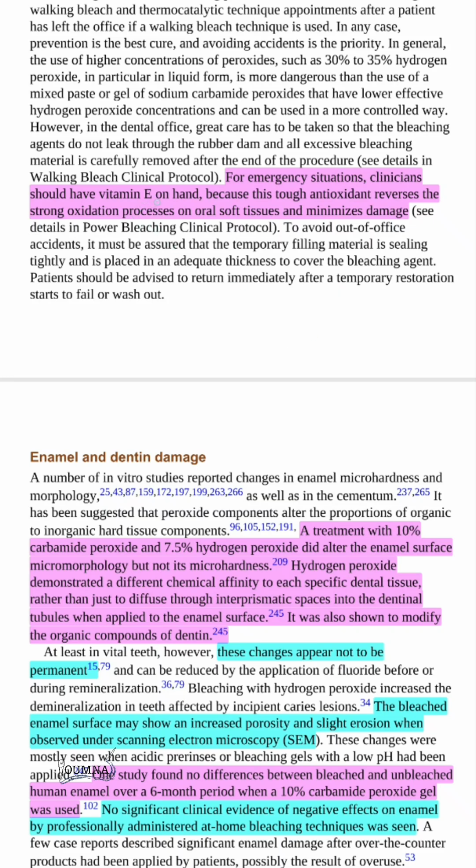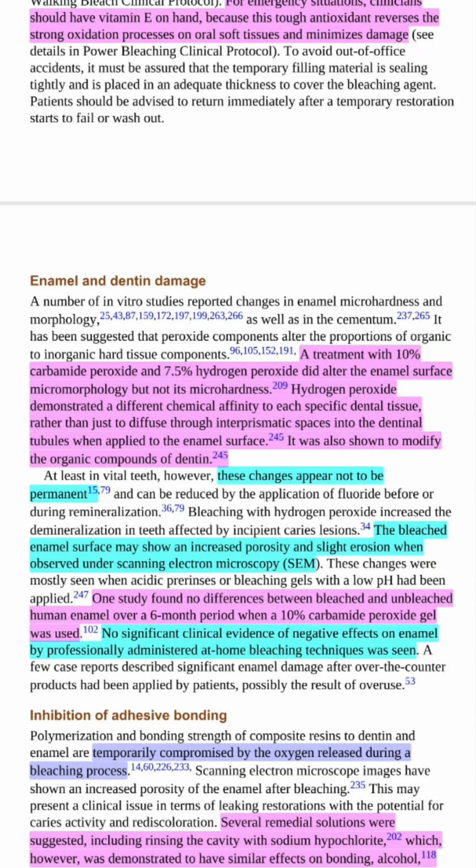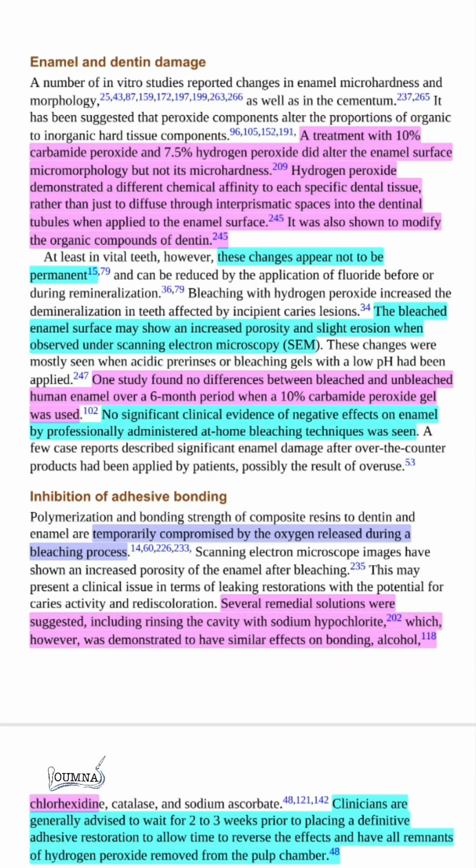Also, there is the application of vitamin E, which is known to be a very fast and efficient antioxidant, to reverse the oxidation process that is happening due to the free radicals of oxygen, therefore minimizing the damage to the soft tissue.